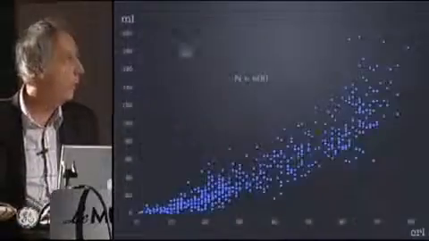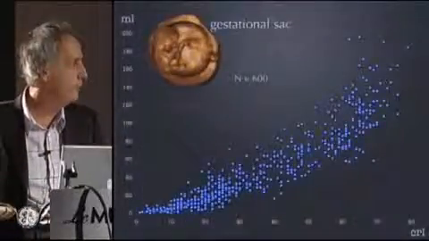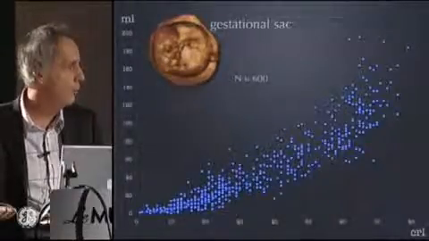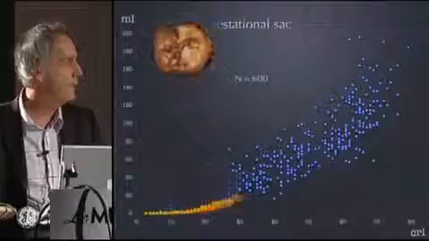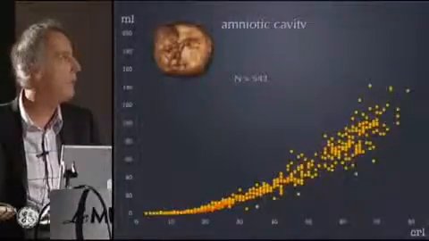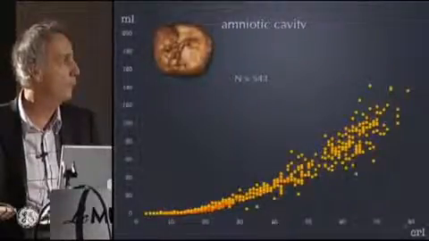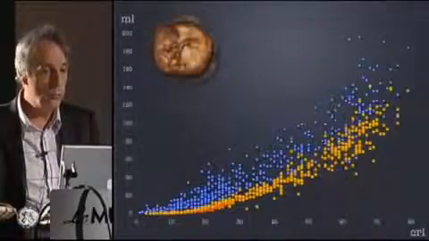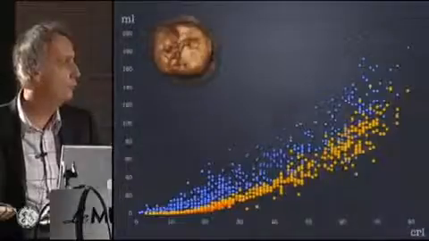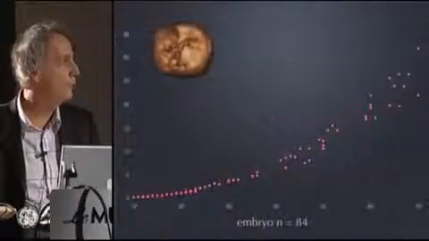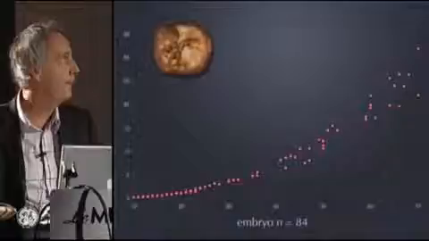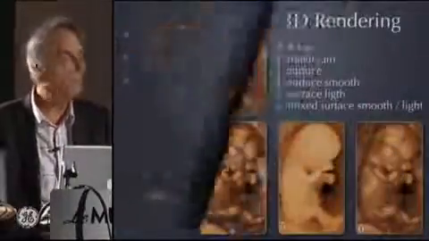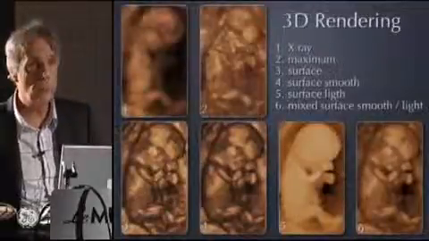And I did many measurements. This is the volume of the gestational sac, the chorion length, and this is the volume of only the amniotic cavity with the embryo inside. And you can see the difference. And now, using the volume threshold, you can also measure the complete volume of the embryo only.